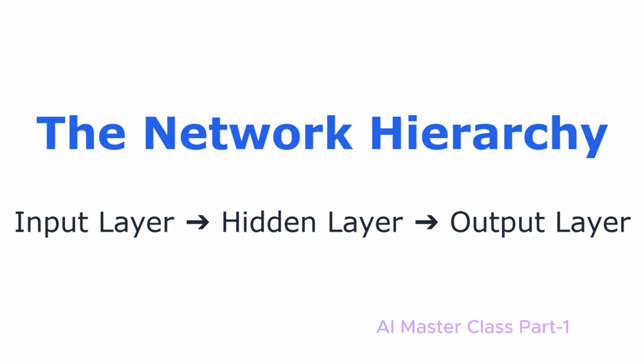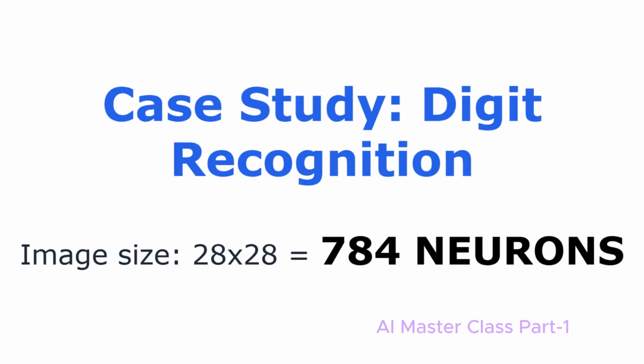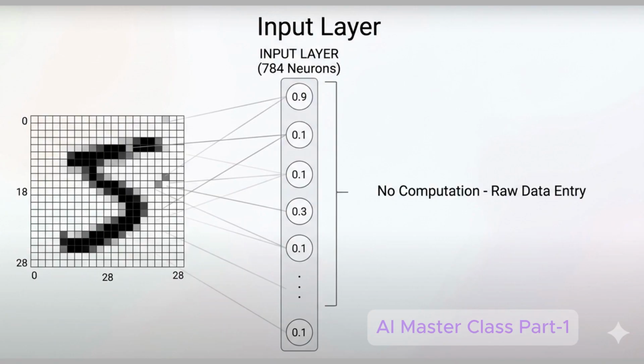Let us take the classic example of a network that can recognize handwritten digits. So the input to our network is an image. Let's say it's 28x28 pixels. In total, that gives us 784 pixels, where each pixel has a brightness value between 0 and 255. Value 0 means completely dark, and 1 means completely bright. So our input layer has 784 neurons, one for each pixel, and each neuron just holds the brightness value of its corresponding pixel. There is no computation happening here. This layer is just where the raw data enters.